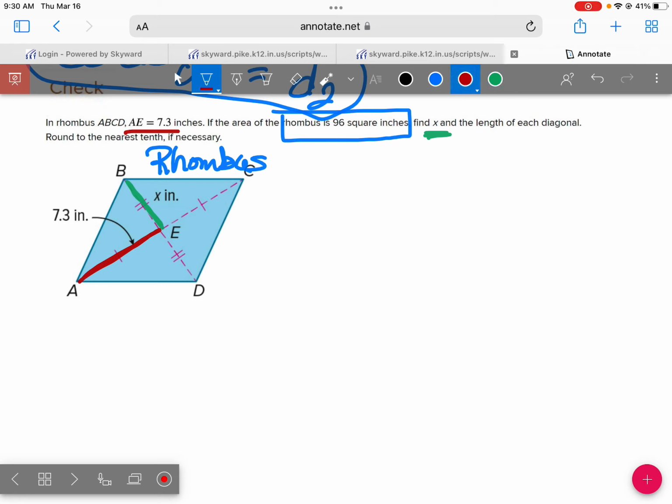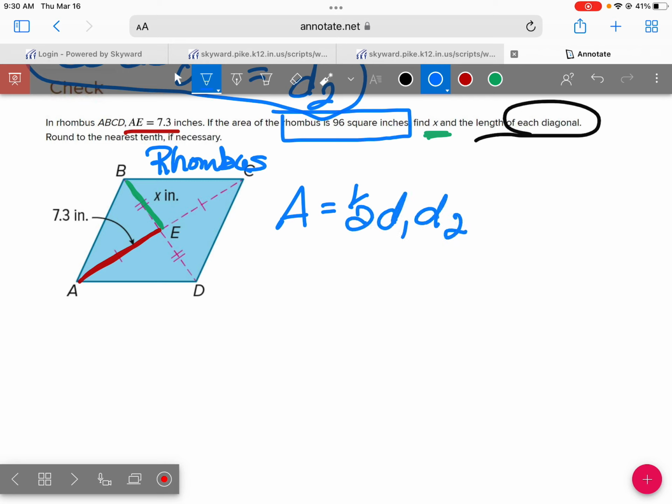And they want us to find the length of each diagonal. So we got a lot going on. It is a rhombus, but what shape does this resemble? Doesn't that look like a diamond again? So rhombuses and kites resemble diamonds. So they have the formula of area. Area equals 1/2 the length of diagonal 1 times the length of diagonal 2.